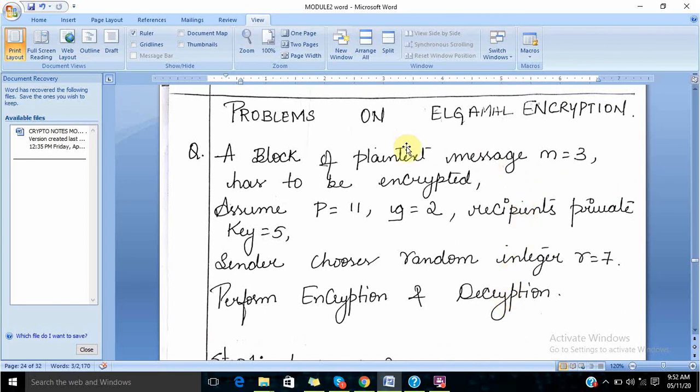As simple as that. So this is the problem on ElGamal encryption, concept and problem.